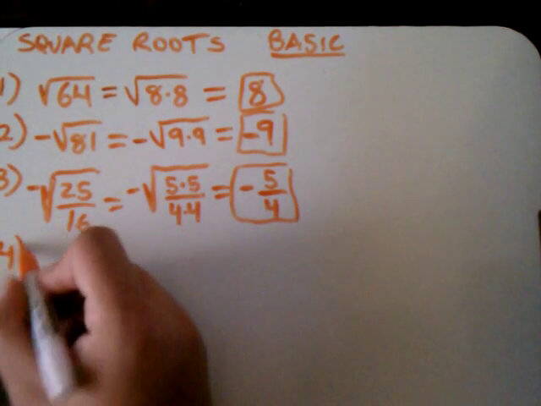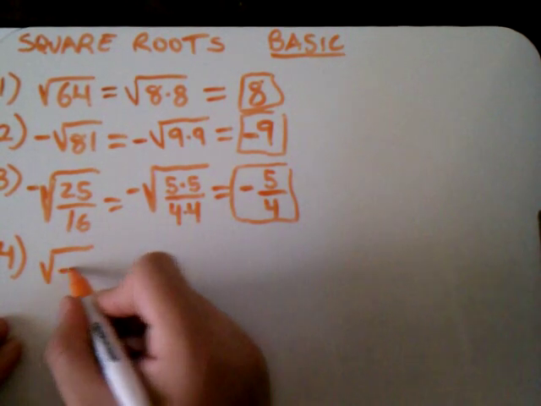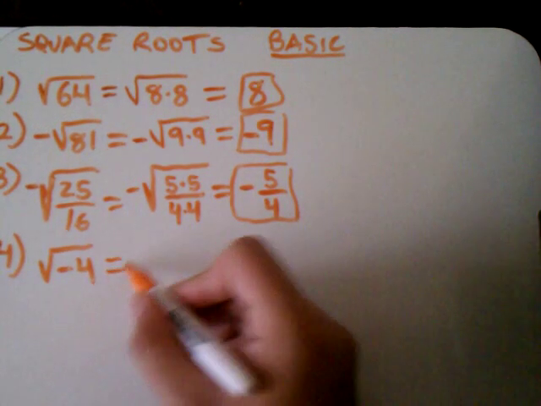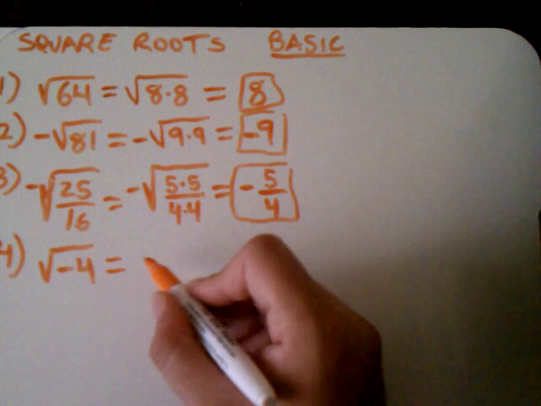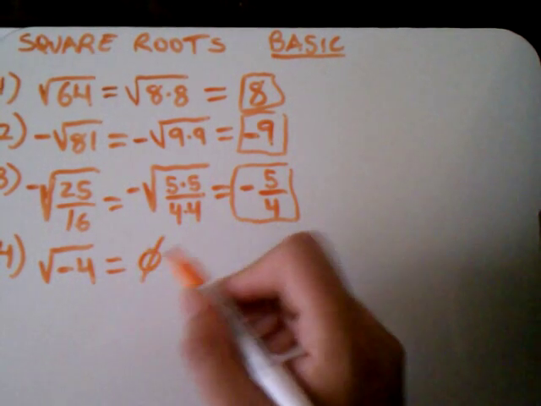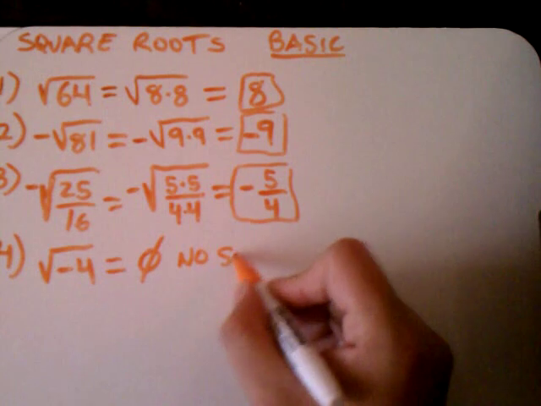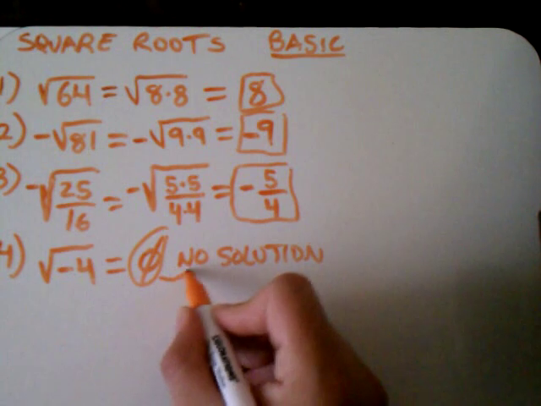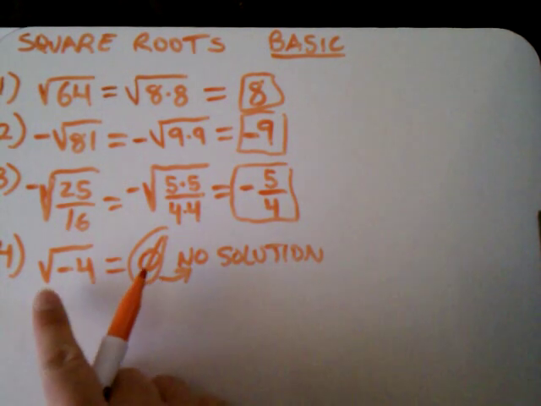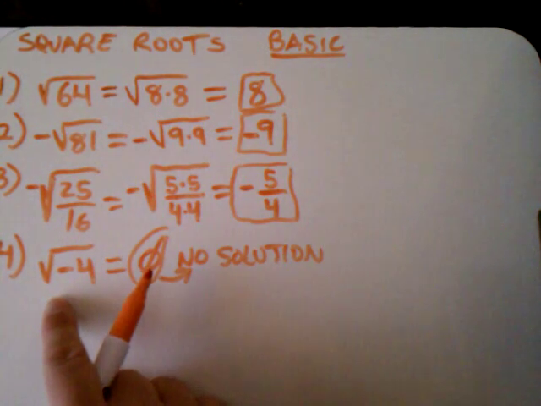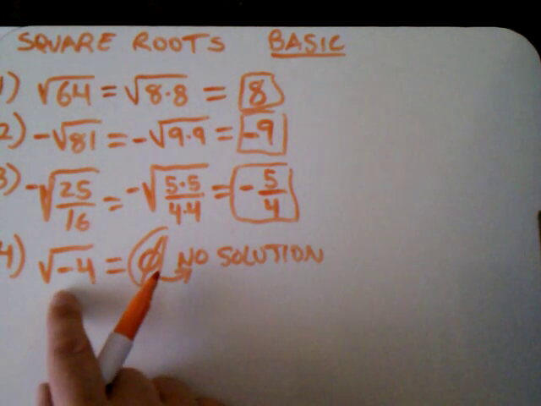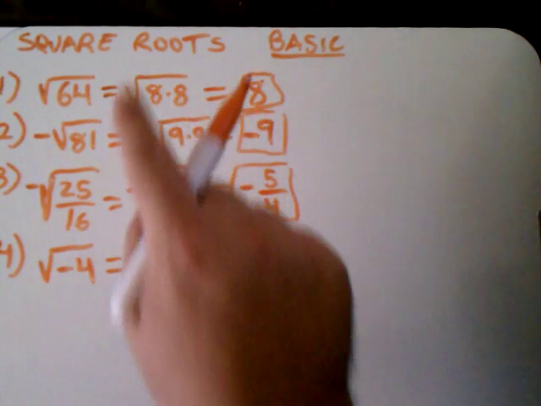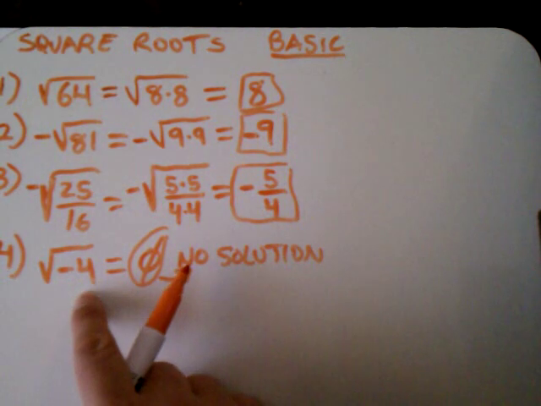Let's see. The last example, I have the square root of negative 4. Now, this one cannot be done, okay? So we say no solution. This thing here means no solution. Why is that? Because the square root is asking us to find two partners, okay? And the partner has to be exactly the same number, of course. No same number is going to give us negative 4.